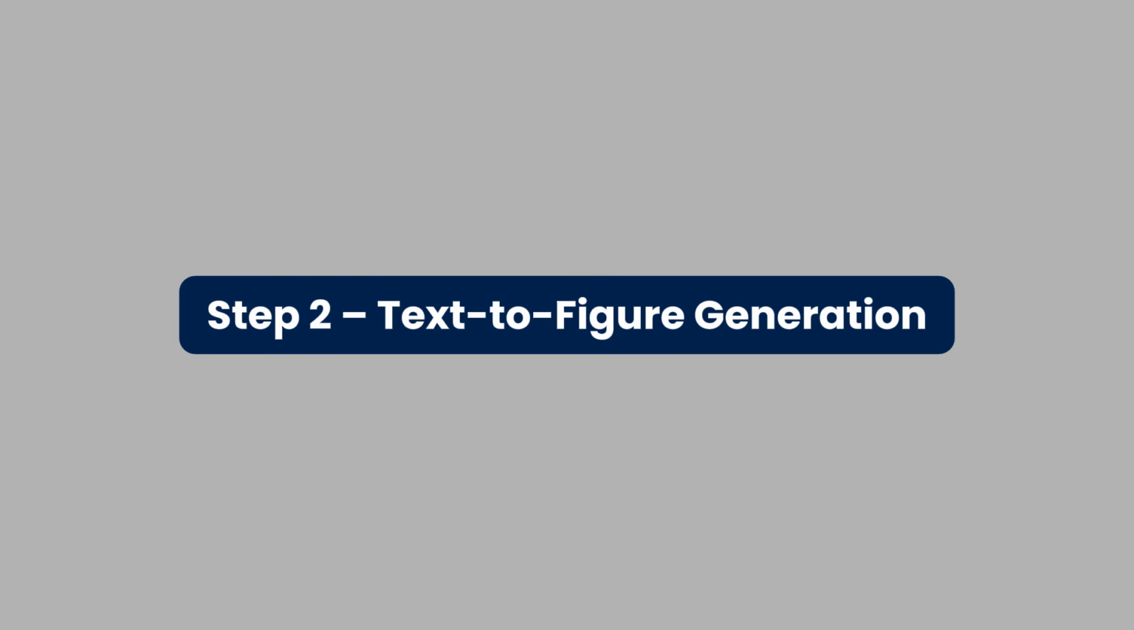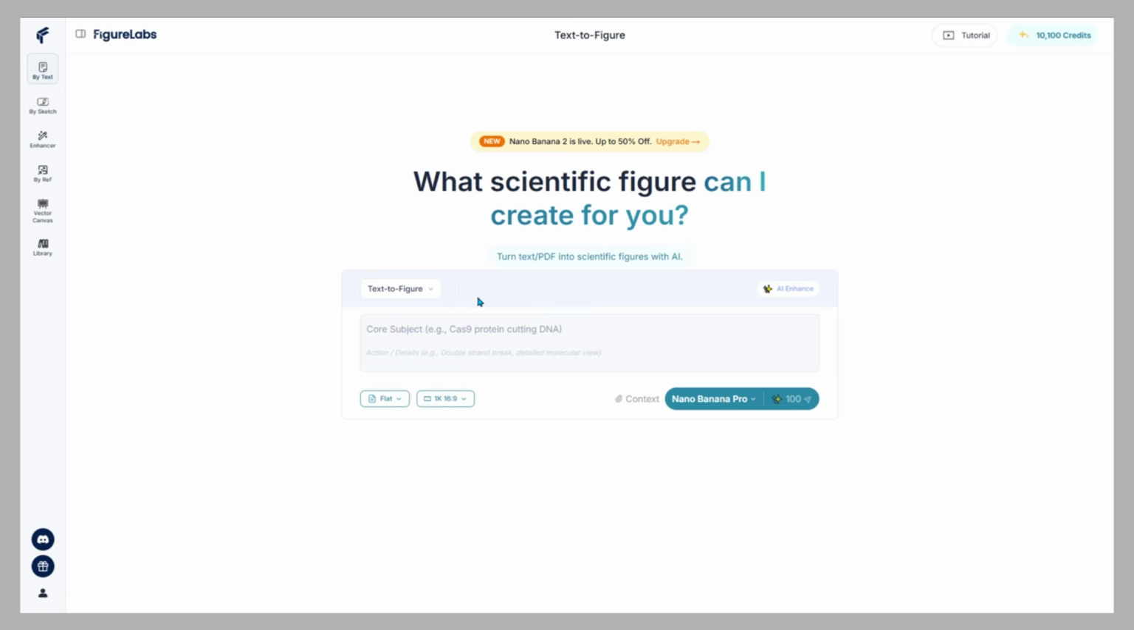Step 2. Text-to-figure generation. The first feature is text-to-figure. This allows you to describe a scientific concept using text, and the AI converts it into a diagram. For this example, let's create a machine learning architecture diagram. In the prompt box, type something like, diagram showing a machine learning pipeline with dataset input, pre-processing stage, neural network training, and prediction output. Now click Generate Figure.